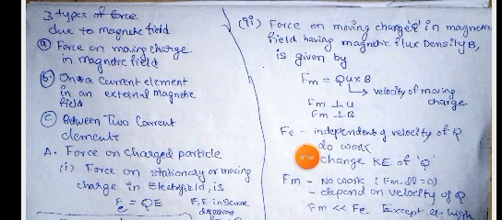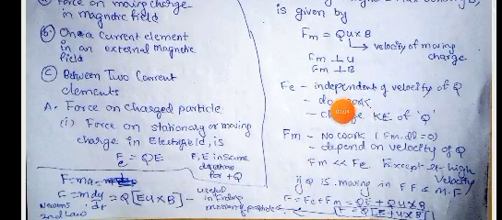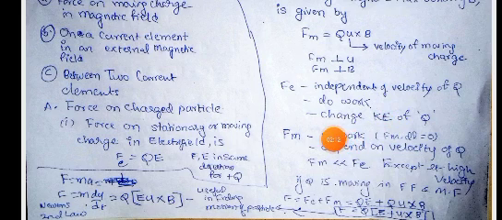Okay, now coming to the differences between Fe and Fm. Fe is independent of the velocity of the Q. It will do some work. It will change the kinetic energy of the Q. Fm, the magnetic force, doesn't do any work. It depends on the velocity of the charged particle. So Fm is far less than Fe except for high velocity of the charged particle.